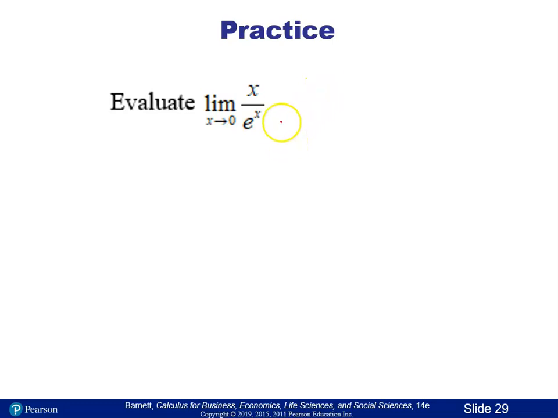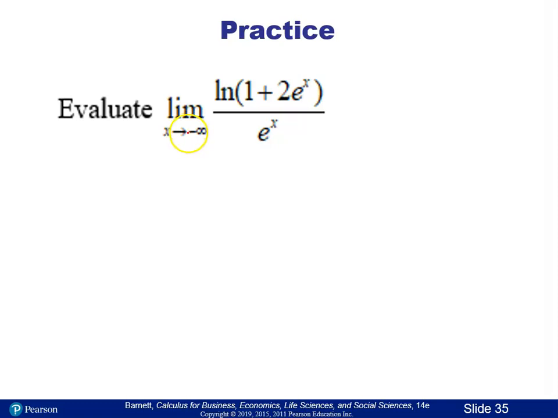Okay, we can try this one. If I plug 0 in, I'm going to have 0 over, plug 0 in here, I'm going to have 1. 0 over 1 is just 0. It's not an indeterminate form, and so I would not need to use L'Hopital's rule on that one.